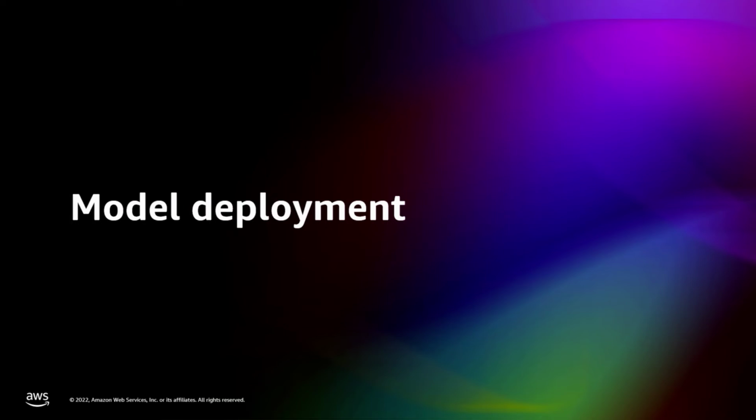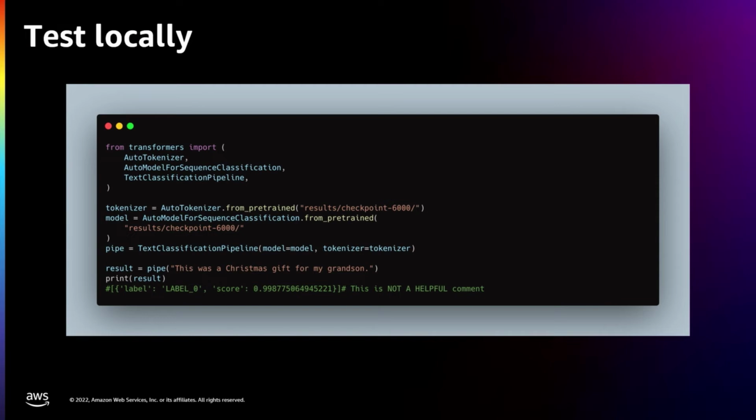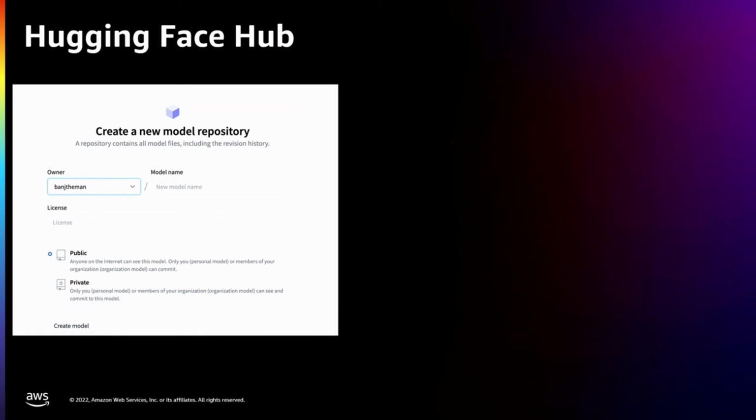So we talked about training and evaluating the model, but how do we actually deploy this model and get it to production, to an API endpoint that people can actually use? Before I make an API, I like to test locally. With Hugging Face, the code up here allows you to easily import your model, put in some example text and get a result. In this example, the text is, "This is a Christmas gift for my grandson." That's not a helpful comment, so the model flags that it's not helpful.